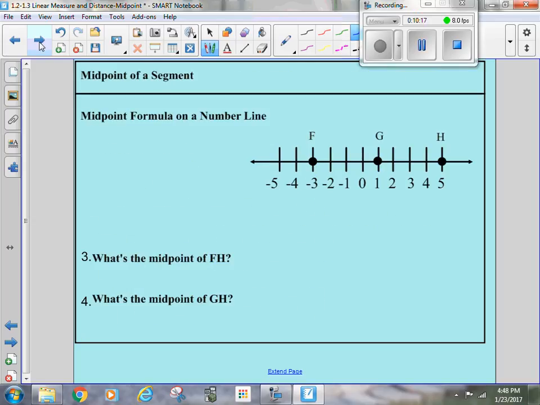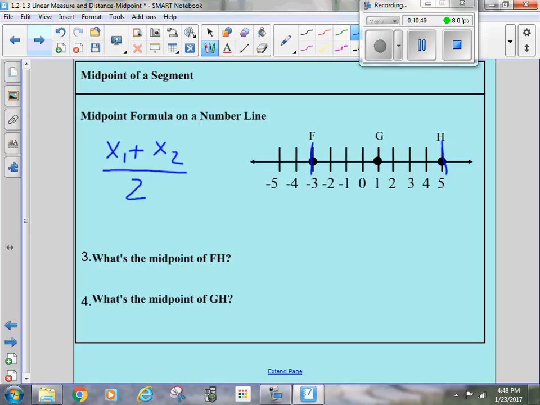So now we're going to look at the midpoint of a segment. Midpoint stands for the middle. So that means that the distance on both sides of that point are the same. So in a number line, the formula is x1 plus x2 divided by 2. So it means it splits it in half. So what is the midpoint of F and H?